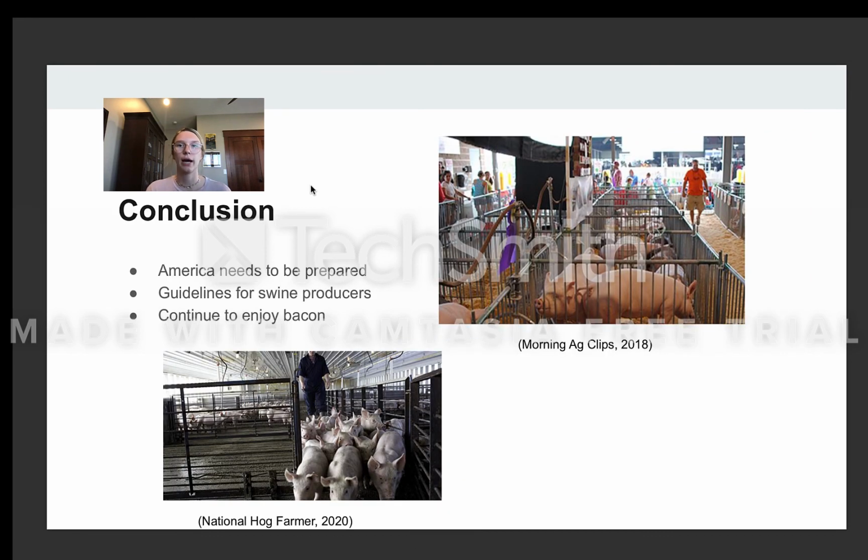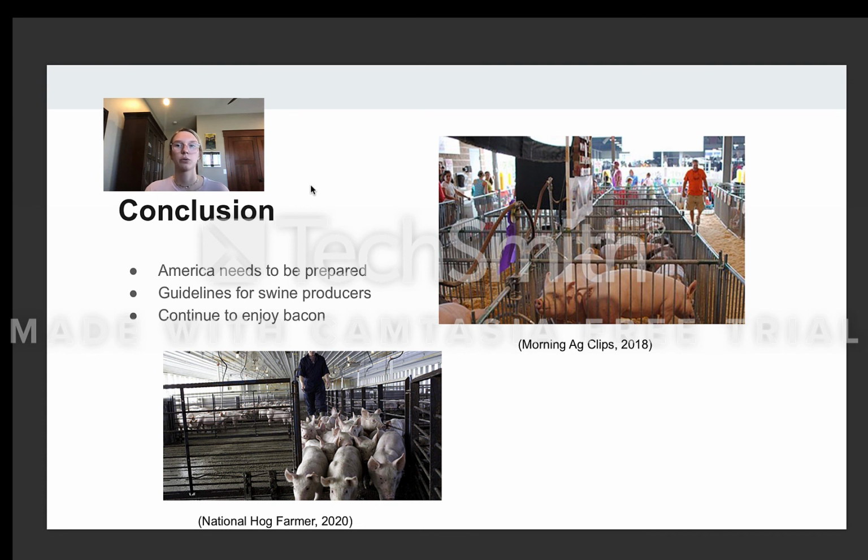To conclude, African swine fever is a global issue that America needs to be prepared for. It is important that all swine producers know the symptoms of African swine fever so they can identify it quickly and inform the United States Department of Agriculture. If you want to find out more about this topic, talk to me afterwards and I can share some different ways to receive more details on African swine fever.